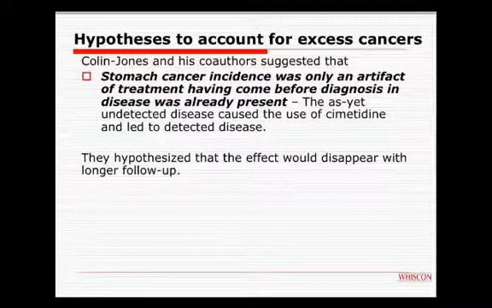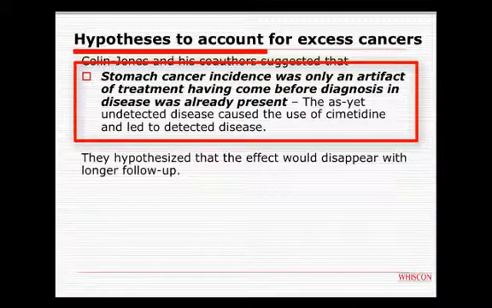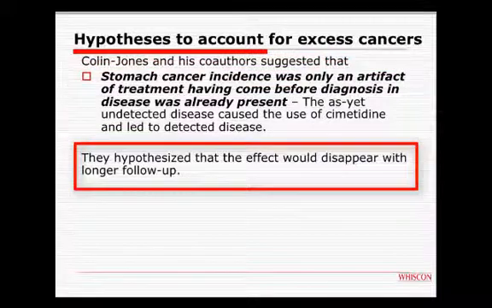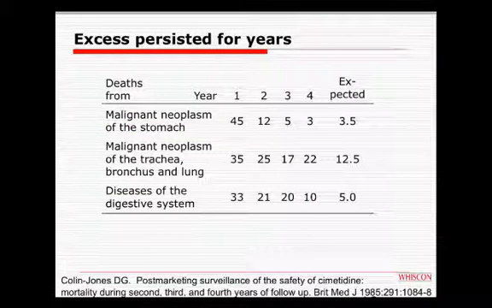Colin Jones and his co-authors suggested that the stomach cancer incidence was only an artifact of the treatment having come before diagnosis in a disease that was already present. That is, people, they hypothesized, had problems of digestion or dyspepsia that led them to be treated with cimetidine, and those problems really were due to the stomach cancer. They hypothesized that that effect would disappear with longer follow-up. Here's a follow-on study that they did.